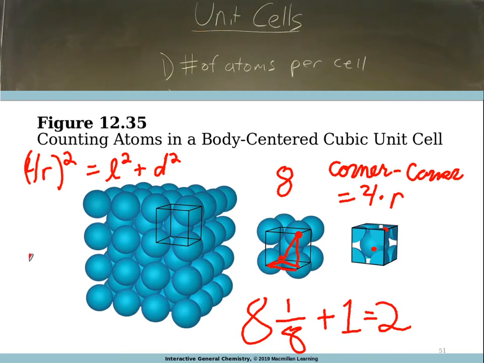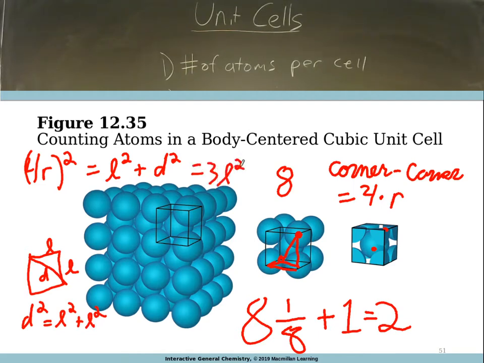So let's redraw that face. Here's a face. There's the diagonal D, and it's made a right triangle with 2 of the sides. So we know that D squared is equal to L squared plus L squared. And so what we really have here is 3 L squared. The 1 L squared here, and then L squared plus L squared from that diagonal. Anyway, all this ends up with 4R squared is equal to 3L squared.